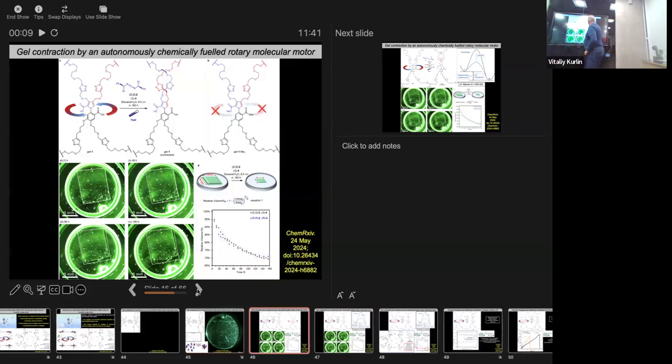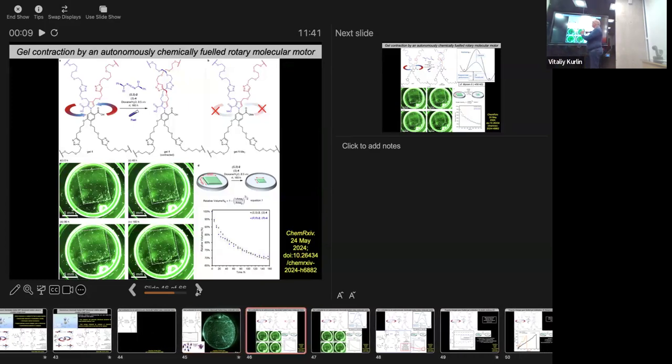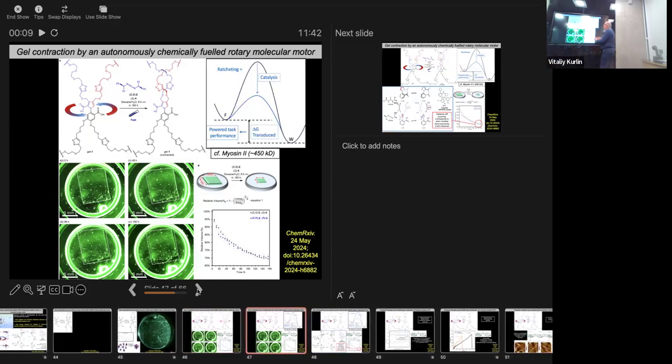As I say, you can rotate the motors in either direction depending on the chirality of the fuel that you use. As long as you only use one chirality of fuel, it doesn't matter whether you rotate clockwise or counterclockwise, the gel will still contract to exactly the same degree. So this is really doing work and generating a force through the action of catalysis by the motors of the fuel to waste reaction. That's the energy being transduced to generate a mechanical force to contract this gel.